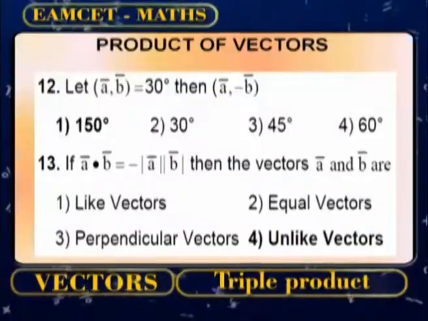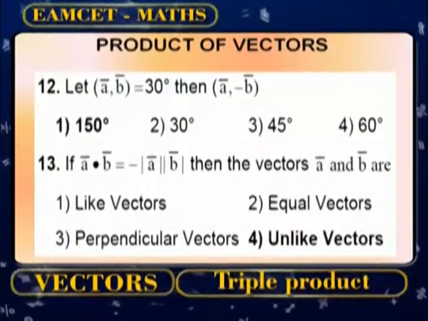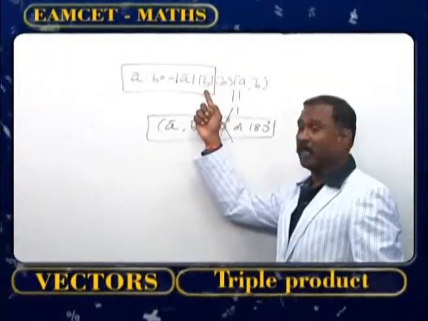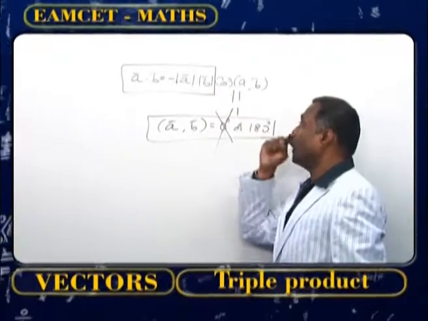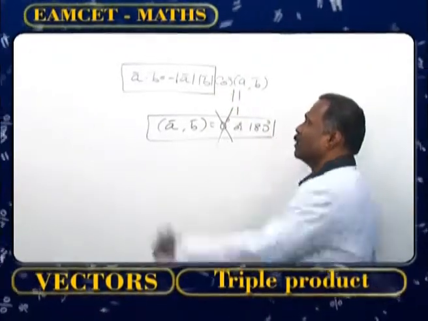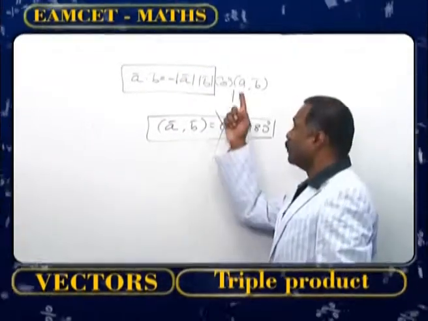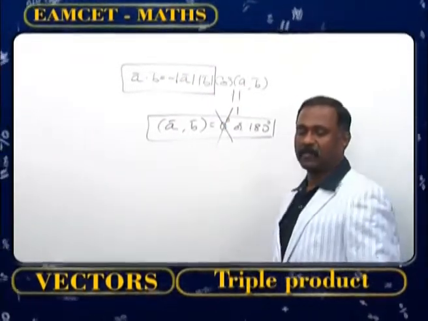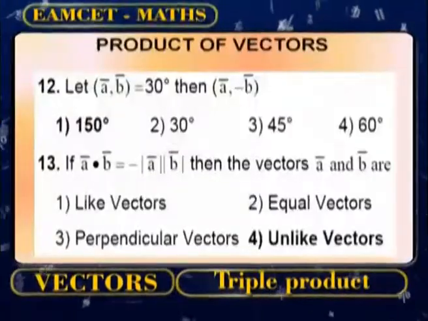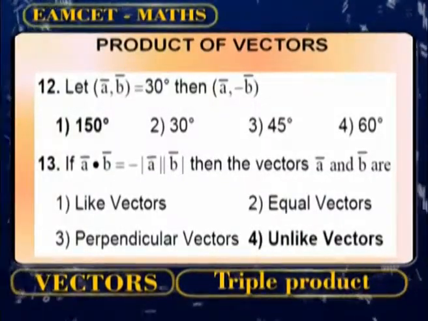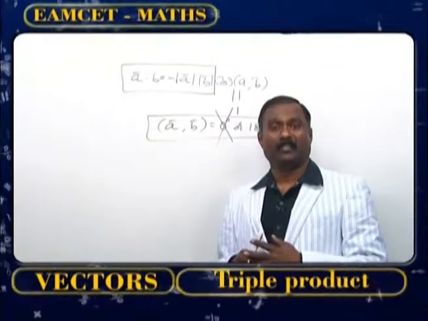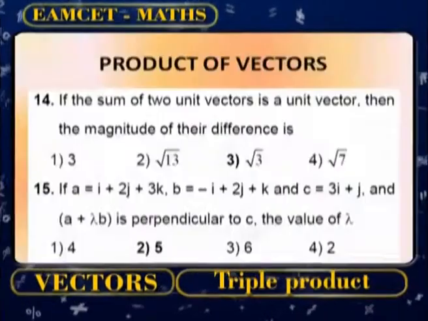Please go to that. A bar dot B bar is equal to minus mod A bar into mod B bar into cos of A bar comma B bar. And hence in this case, what happens? This minus, you have to get minus there, it must be 180 degrees. So if you see the options, like vectors, equal vectors, perpendicular vectors, unlike vectors, the angle will be 180 degrees. Okay, go to the next one.